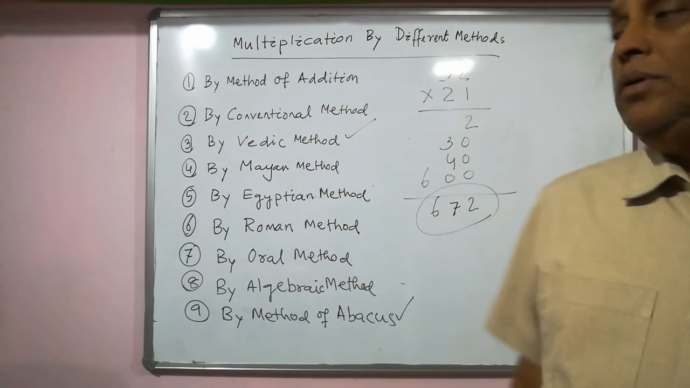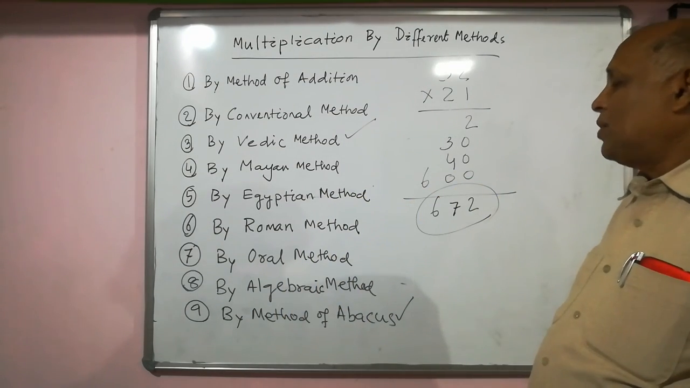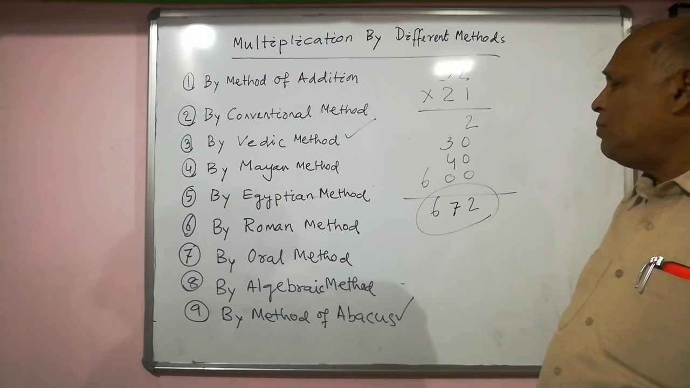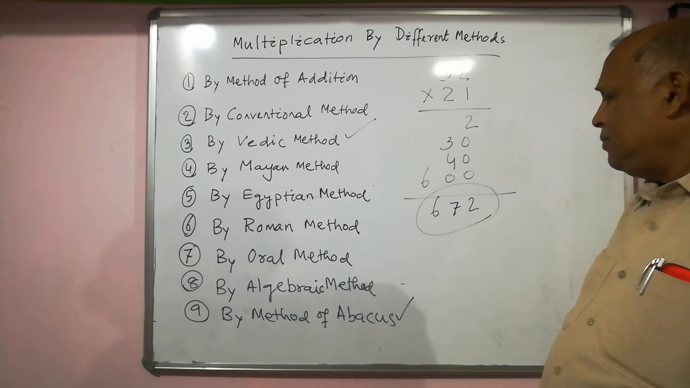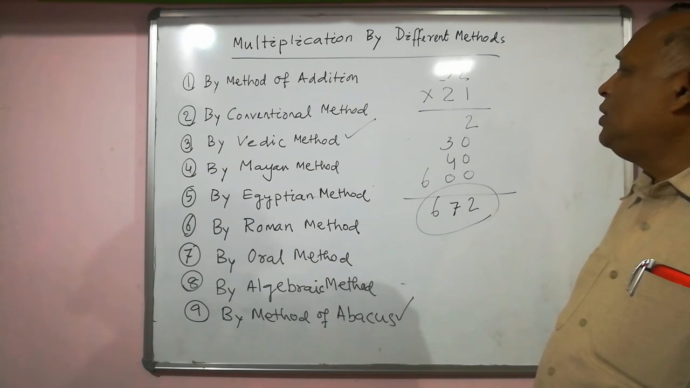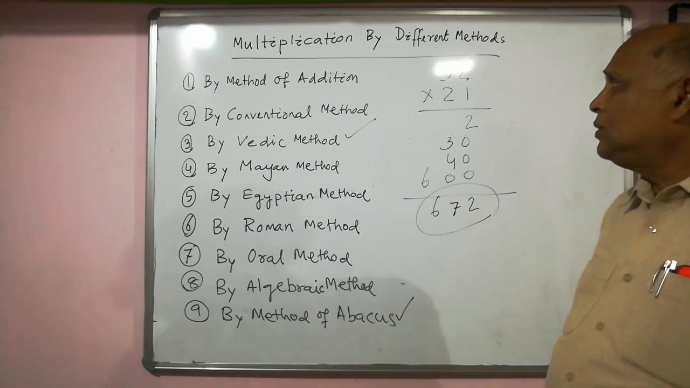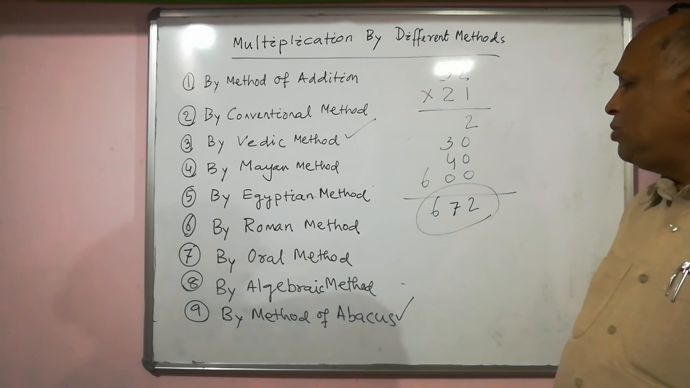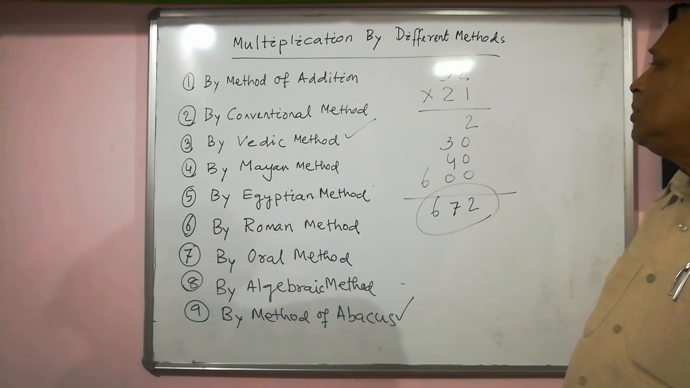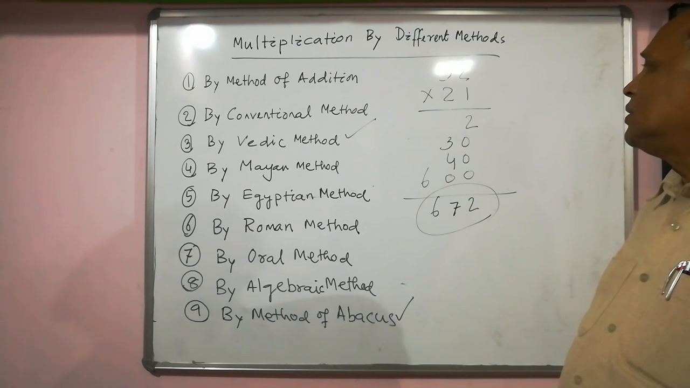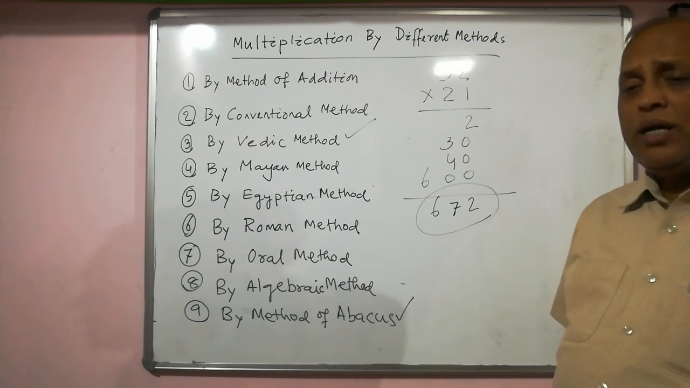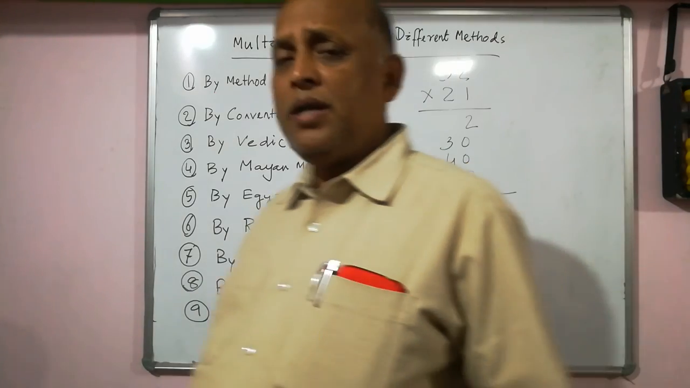So this is a short tutorial on the topic of multiplication by different methods, and we have discussed 9 methods. There are other methods also in mathematics, which we will discuss later on. But for today, I think this many methods is good for us and will help us calculate multiplication quickly, efficiently and accurately when we are doing any mathematical work or any scientific work.